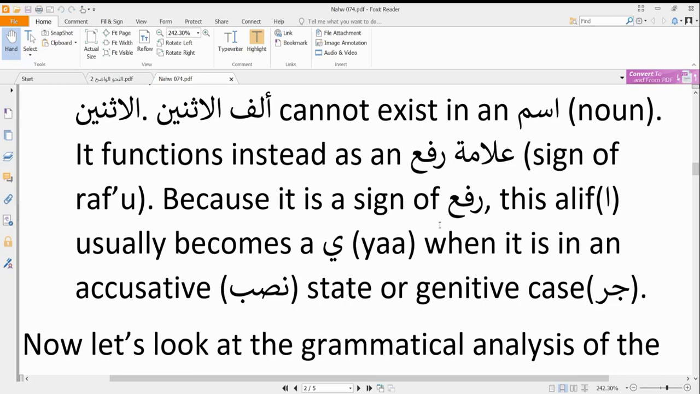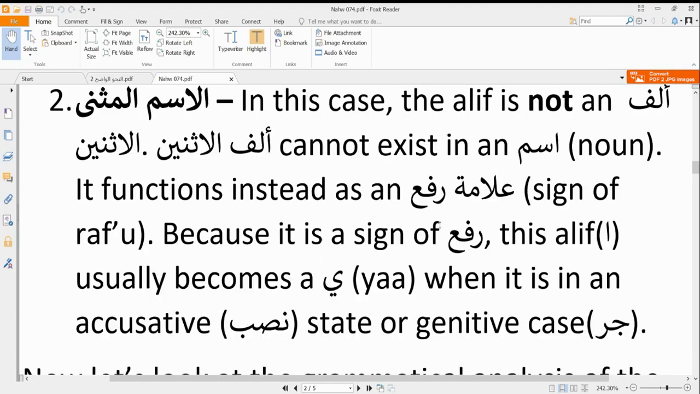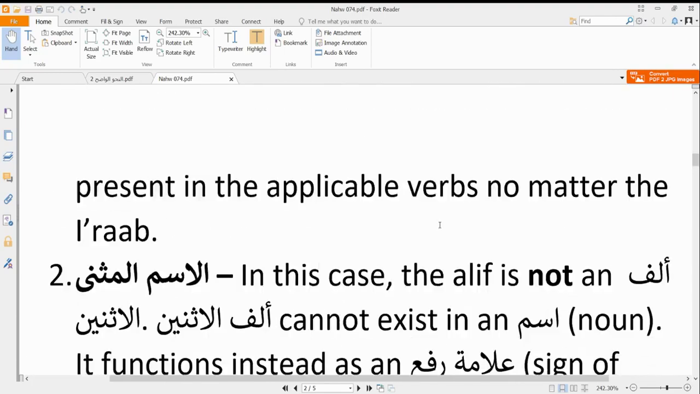So that is the function of that alif. The alif in a noun is an alama to raf'a, and that is why whenever it is no longer in a state of raf'a, it becomes a ya. So that is the important distinction between the Af'al al-Khamsa and the Ism al-Muthanna.